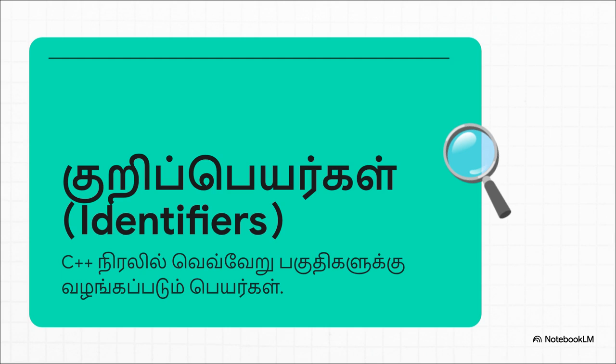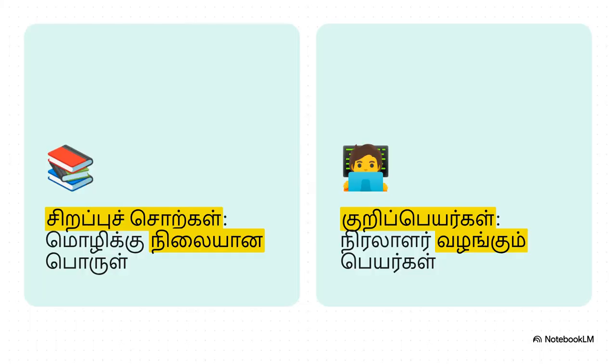They're your creation. So let's just pause here for a second because this is a super common point of confusion for beginners. Let's make it crystal clear. Keywords have a fixed meaning baked into the C++ language itself. Identifiers, on the other hand, are the custom names you come up with. One is set in stone, the other is totally flexible.